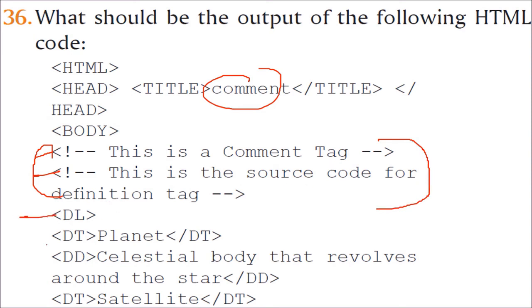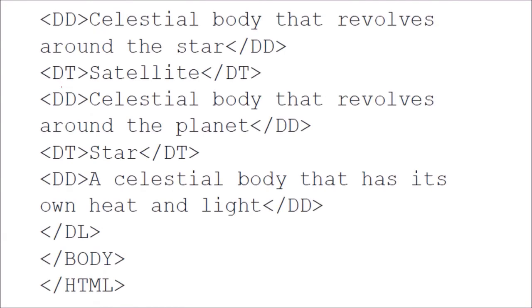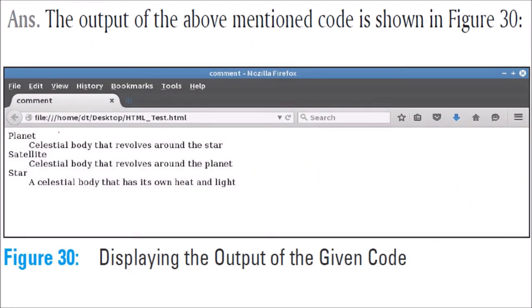This is a definition list. First, this is the term, the definition term, and this is the definition data. So this will be planet. First you will see planet, then this is the meaning, or you can say the definition. Then you see satellite, then meaning, and then star and meaning. And then you end DL, the definition list. So this is a definition list actually. So the output will be something like this.